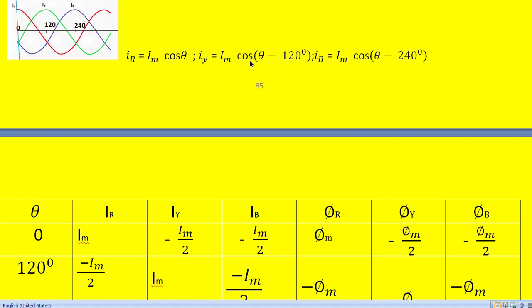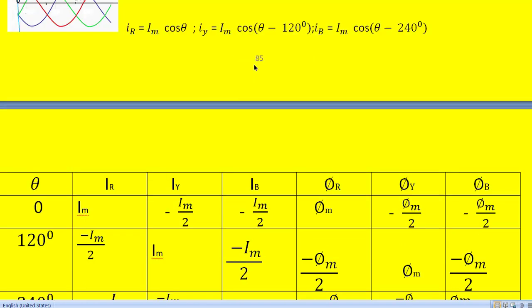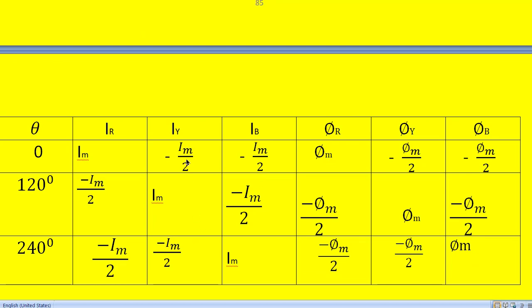Similarly, for the Y phase at 240 degrees, Iy is equal to Im cos 240 minus 120 degrees, which means Iy is equal to Im cos 120 degrees. Cos 120 degrees is nothing but minus half. So we can write Iy is equal to minus Im by 2. So that is what we can write here: Iy is equal to minus Im by 2.